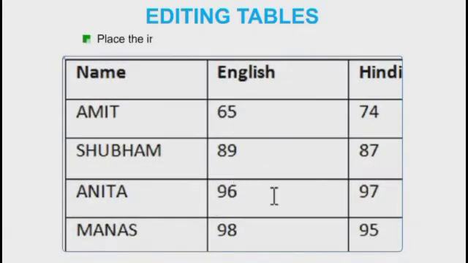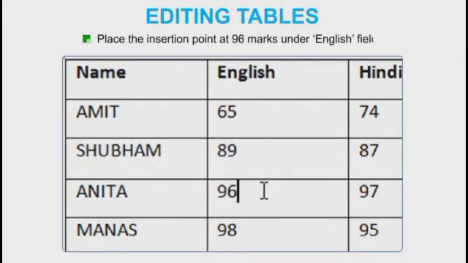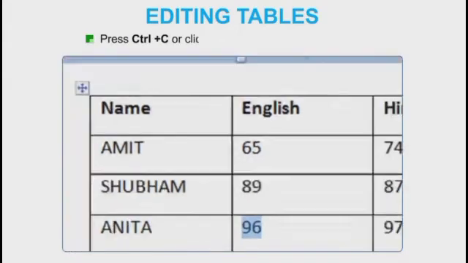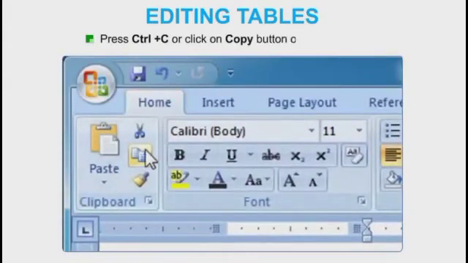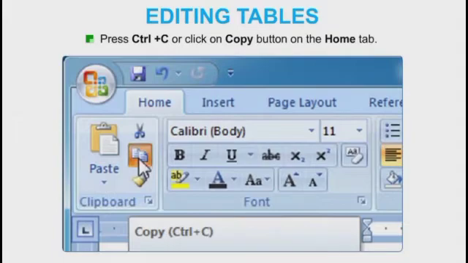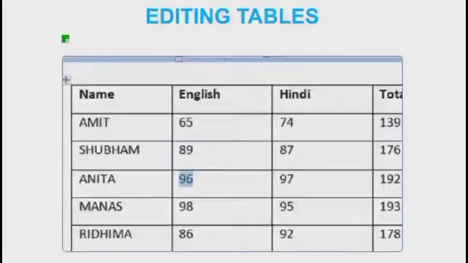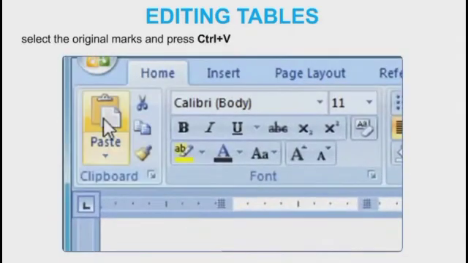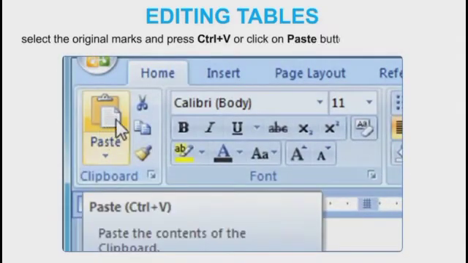Place the insertion point at 96 marks under the English subject. Press Ctrl plus C for copy, or click on the Copy button in the Home tab. Place the insertion point at the cell under the Hindi marks. Select the original marks and press Ctrl plus V or click on the Paste button to paste the marks.